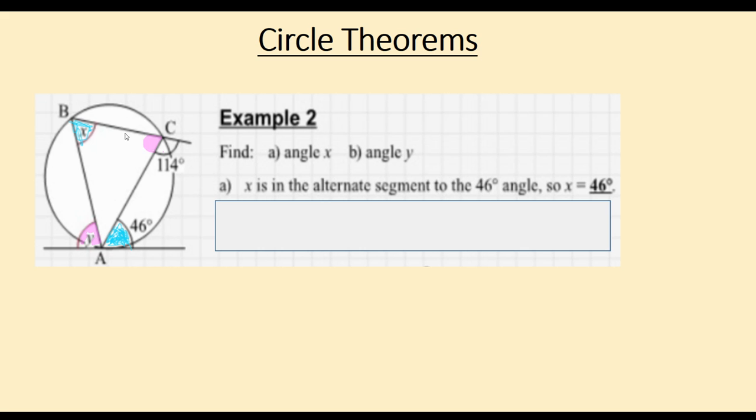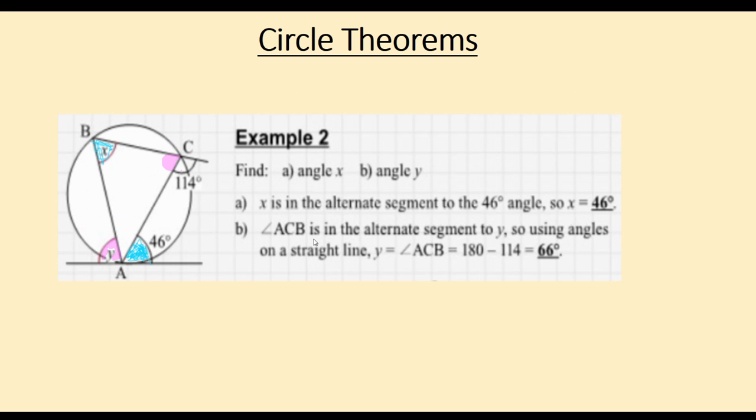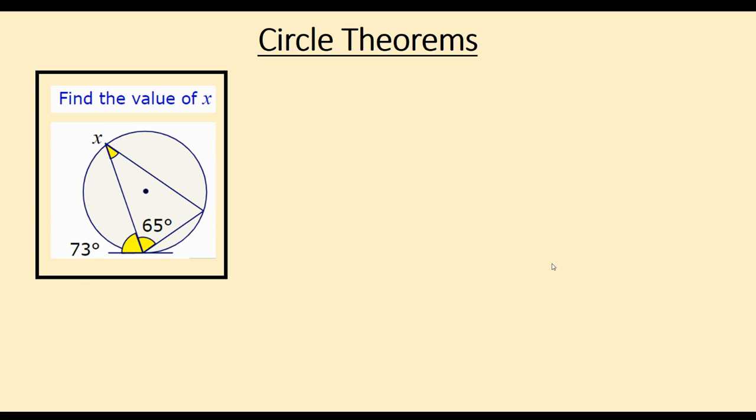Hopefully you've spotted we've got an angle on a straight line here. So we can use the angle fact that angles on a straight line add up to 180 degrees to work out the missing pink angle. And then Y is going to be exactly the same as that. So for part B, angle ACB, because it's A to C to B, that's how we can label that one, is in the alternate segment to Y. So using angles on a straight line, we can work out that angle ACB is 180, take away 114, giving us 66 degrees.